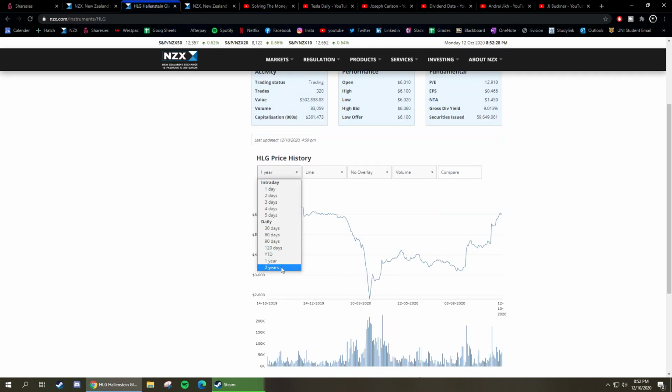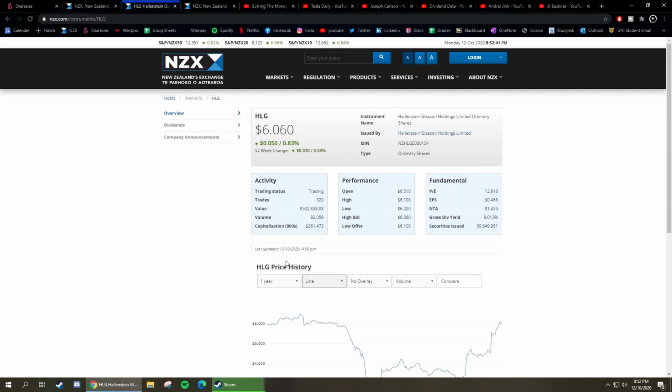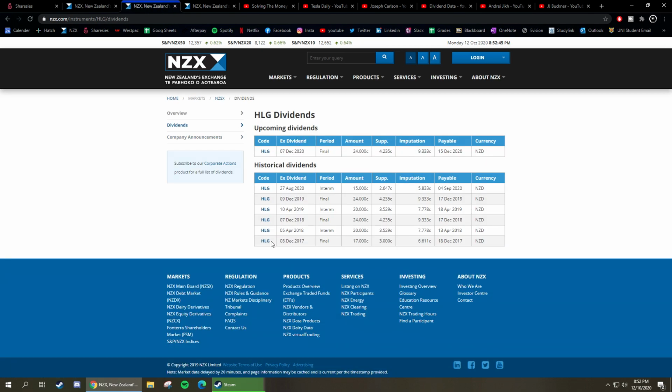And then you can look at the charts, which you'll know from Google or Sharesies or Hatch and all that. They've all got charts, and you can change it with different overlays and lines, and even has candlesticks for those keen goers. You can also look at the dividends more in depth to see the past dividends. It doesn't go back very far.